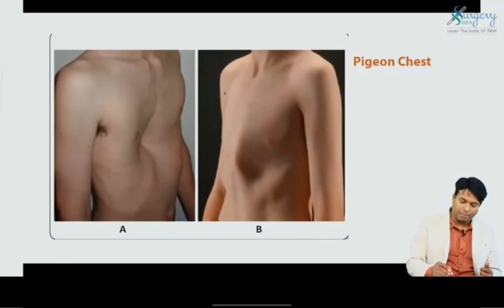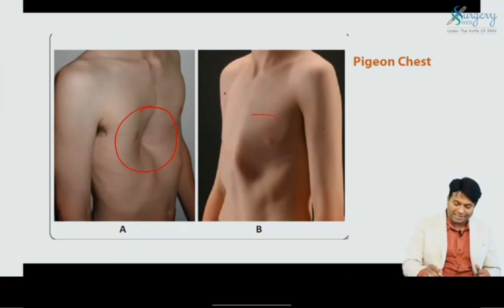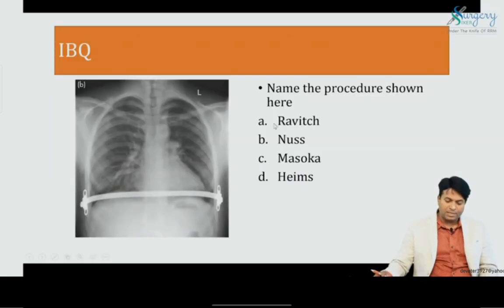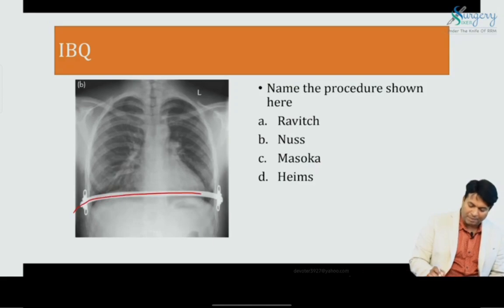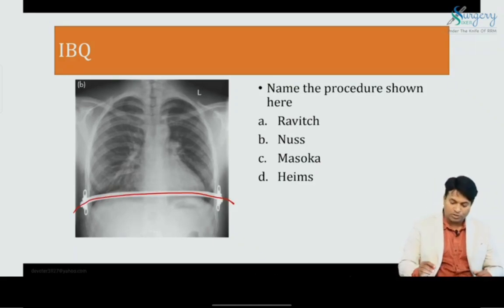So we'll discuss that. This is a typical pectus excavatum, disc shape. This is pectus carinatum, pigeon chest. We have to do surgery like this. Name the procedure shown here. We kept a metal rod for a patient who is having a pectus excavatum by a minimally invasive procedure known as Nuss procedure.